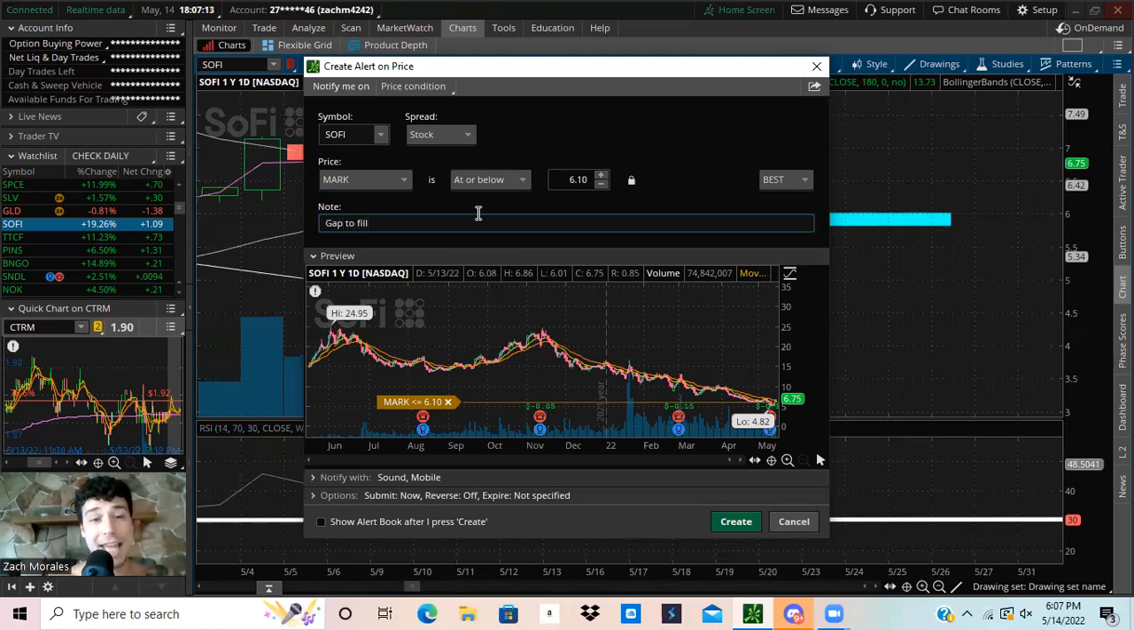We're really close to that gap down to $6, and maybe I can come in here and get a quick day trade on the gap down on SoFi, okay? Because I already know that those gaps fill 90 to 95% of the time. It's just a matter of when, right? And gaps down fill in a bear market and gaps up fill in a bull market.